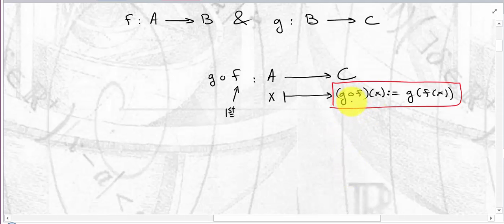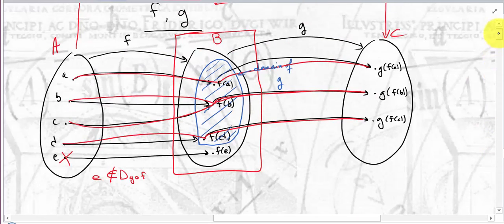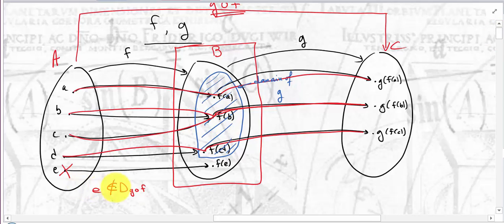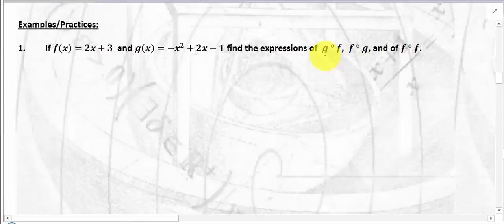So before we look at the domains, and this diagram is going to help us understand what the domain of the composition function is, and why an element is not in the domain, before we talk about the domain, let's go over the first example. I'm asking you to find the expression of three functions in example number 1. Let's start.